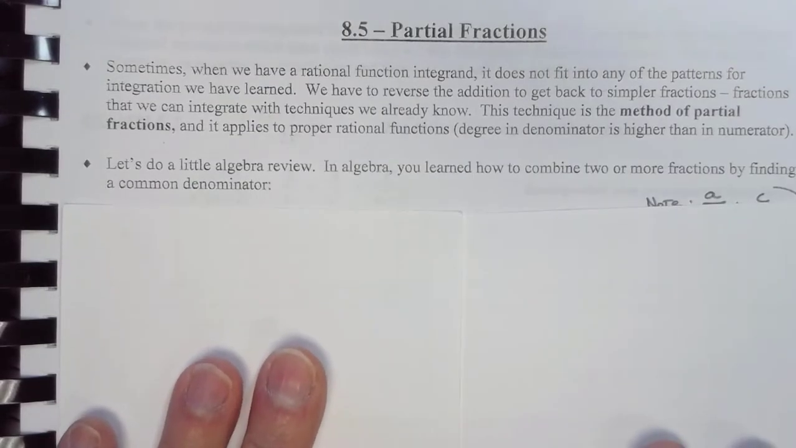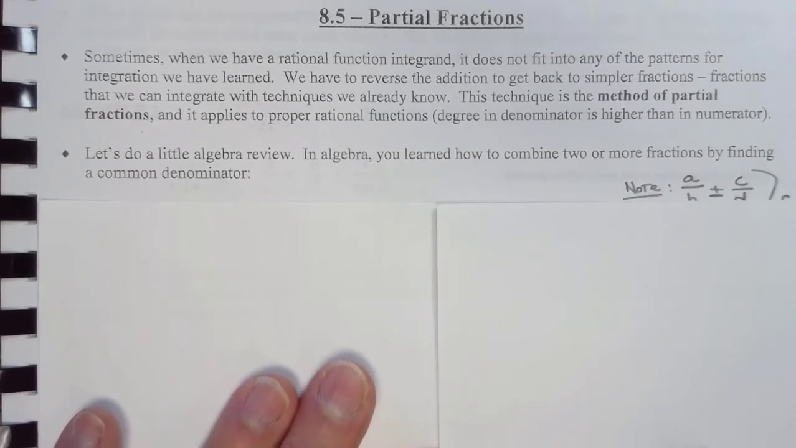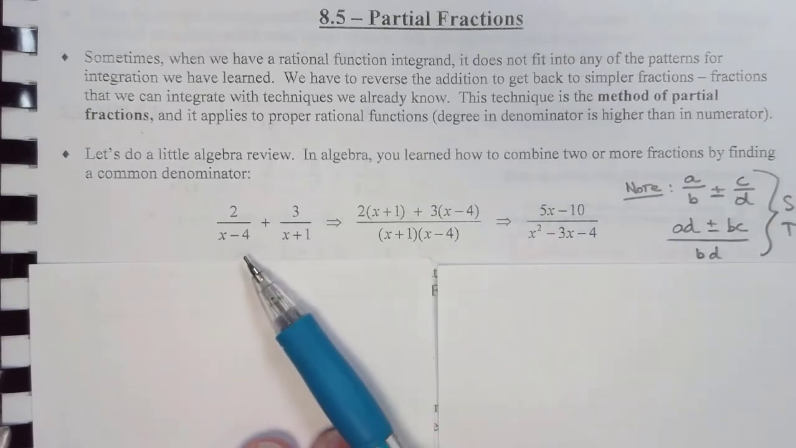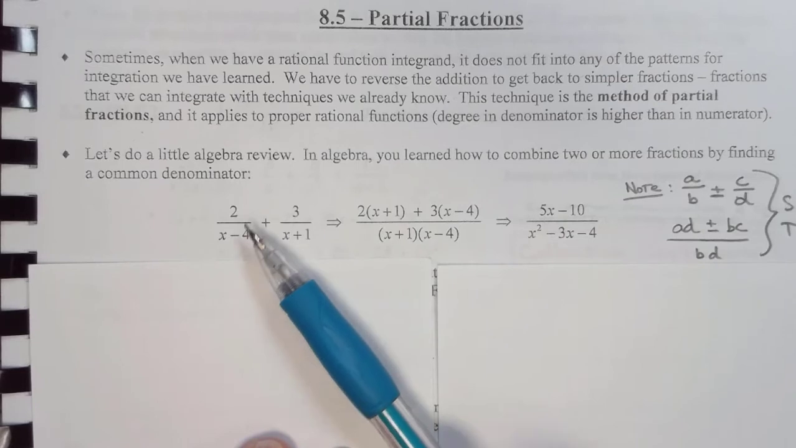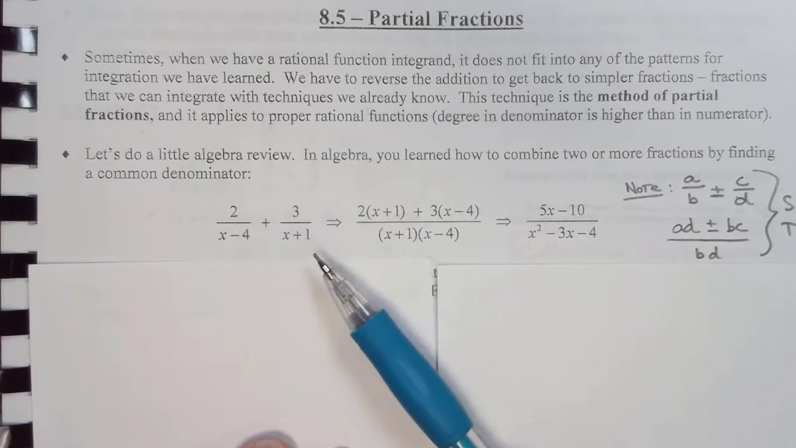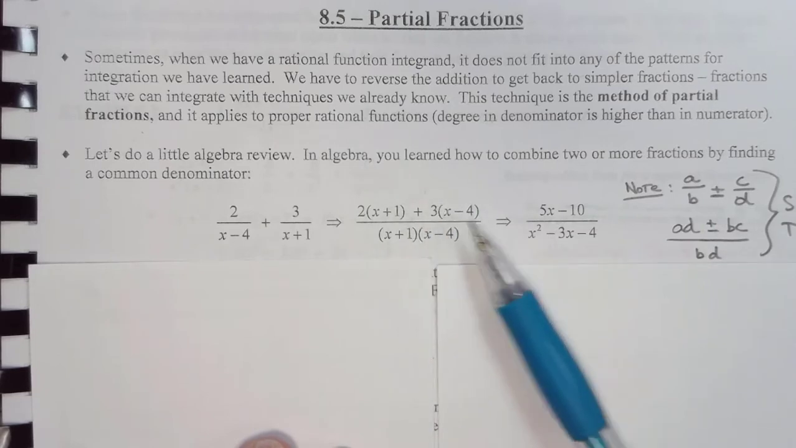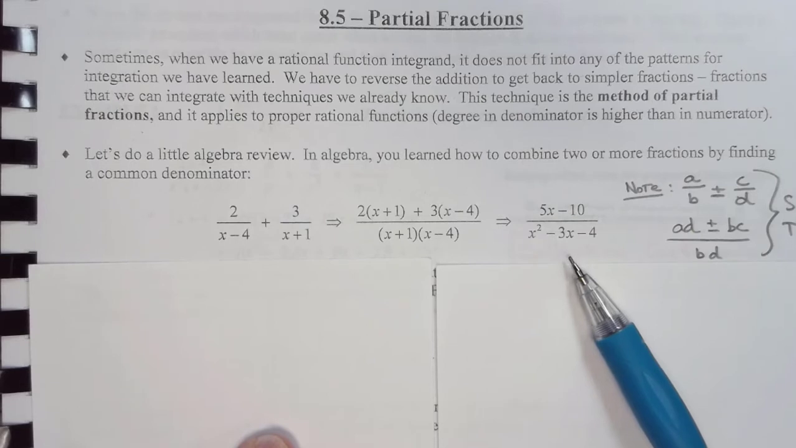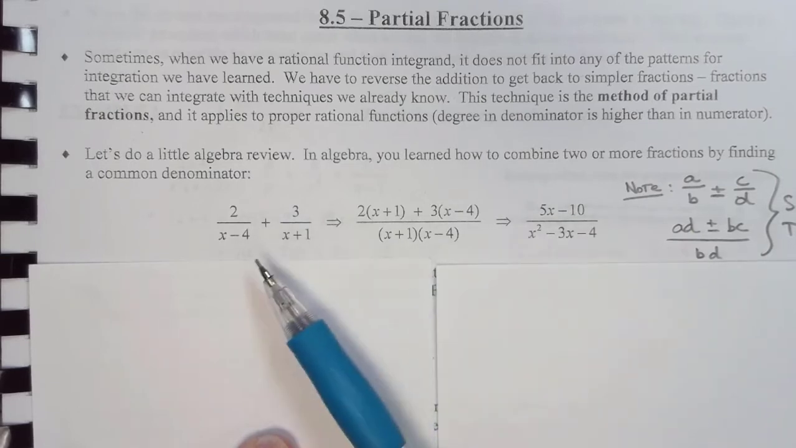So we're going to do a little algebra review. In algebra, you learned how to combine two or more fractions by finding a common denominator. So here's two fractions, nothing common to both, so we multiplied this by x plus 1 over x plus 1. We multiplied this one by x minus 4 over x minus 4, did the algebra, and we got this fraction. This is the fraction we're going to be starting out with in partial fractions, and we're going to have to get it back to that so we can integrate.